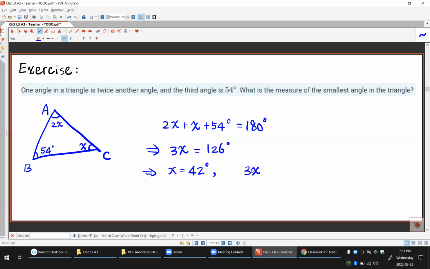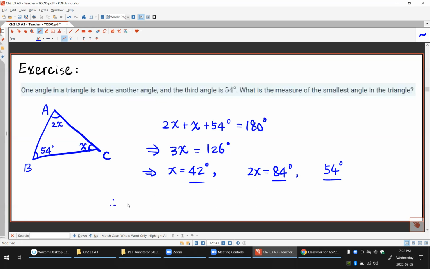So let's compare all the angles here. X is 42 degrees, 2x must be 54 degrees, and the third angle is 54 degrees. So of these three interior angles, of course, the smallest angle in this triangle is 42 degrees, right?